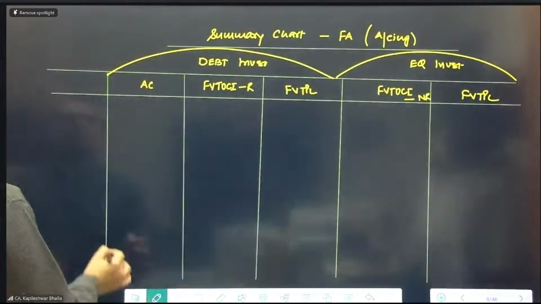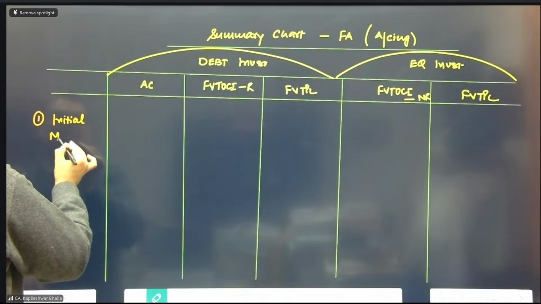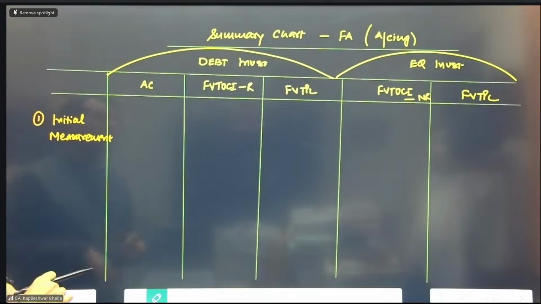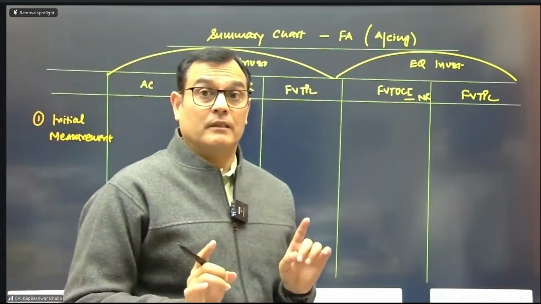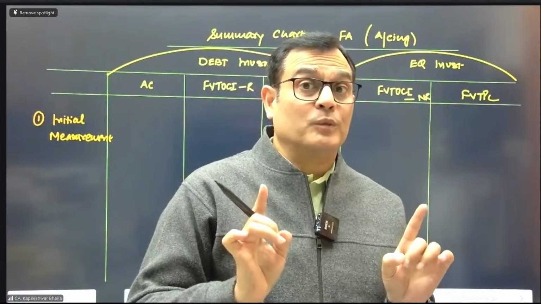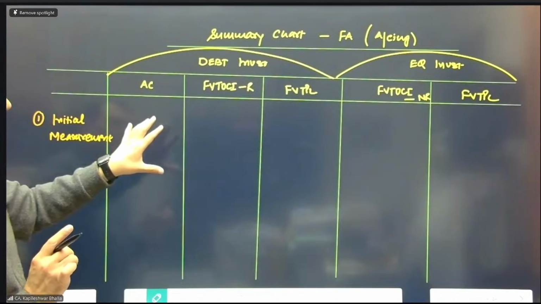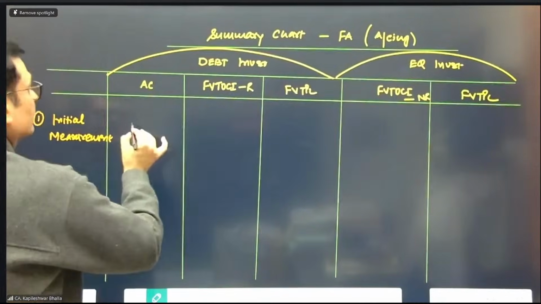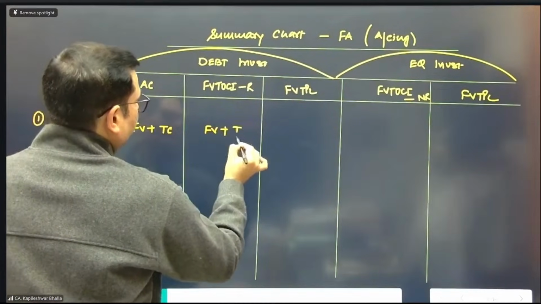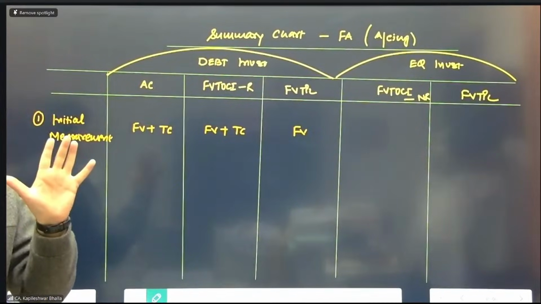Let's begin with the first input. I'm looking at, first of all, the initial measurement. Now, you need to give me the initial measurements, that is including or excluding TC. So I'm looking at the answers, with or without TC, whatever is done. Let's go ahead. In terms of AC and OCI, is it right to say that it's going to be fair value plus TC? Fair value plus TC. And here it will be just fair value, no TC. Correct? I think that's rightly vouched.